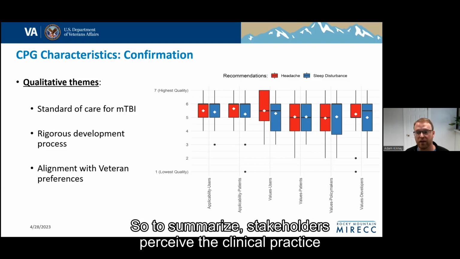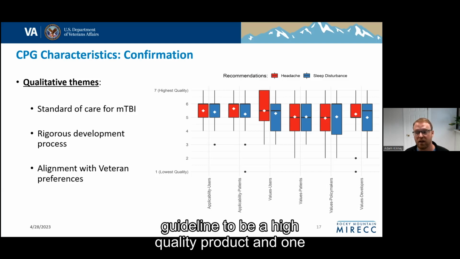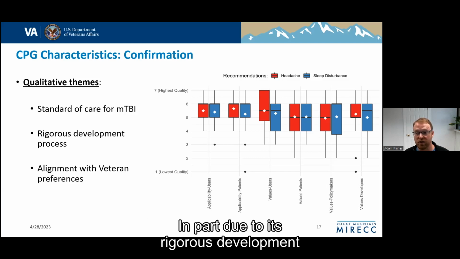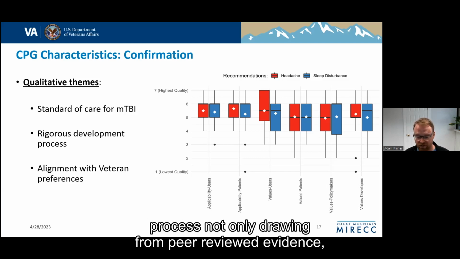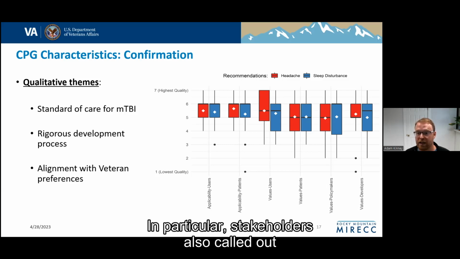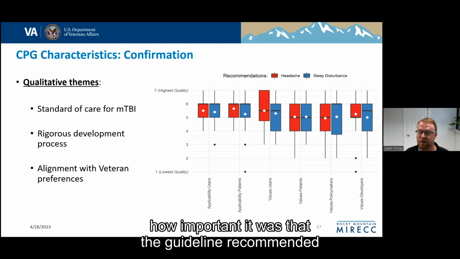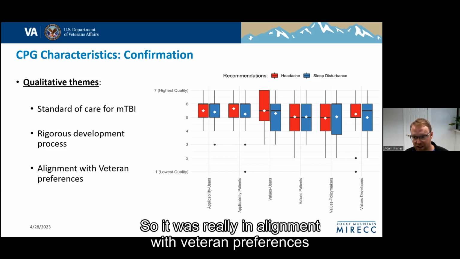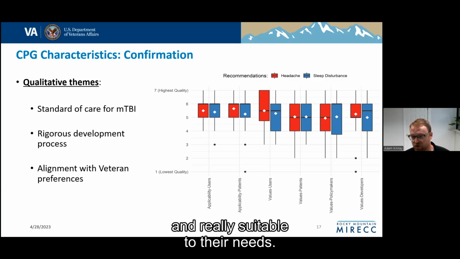So to summarize, stakeholders perceived the clinical practice guideline to be a high quality product and one that should serve as the standard of care for detecting and managing mild traumatic brain injury in the VA, in part due to its rigorous development process, not only drawing from peer-reviewed evidence, but also drawing from direct clinical experience. In particular, stakeholders also called out how important it was that the guideline recommended that providers align treatments with the individualized needs of the veteran. So it was really in alignment with veteran preferences and really suitable to their needs.